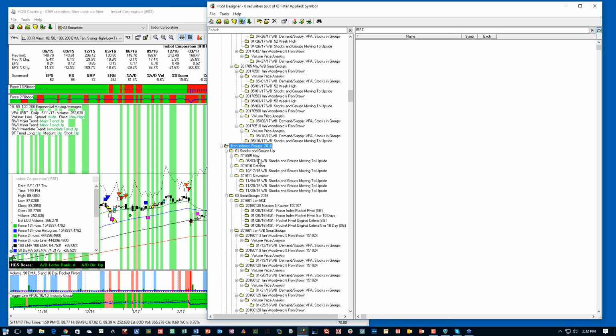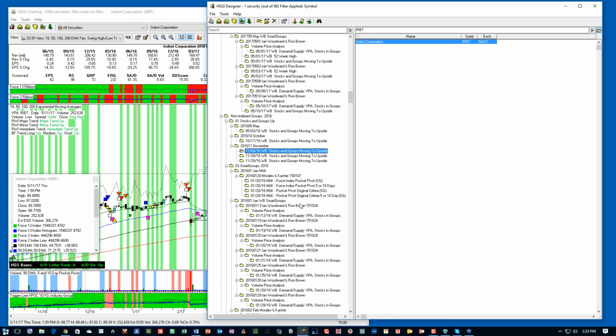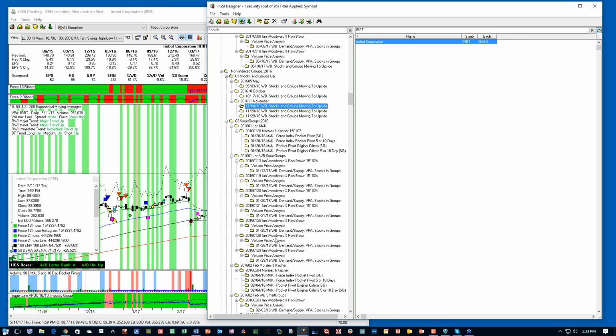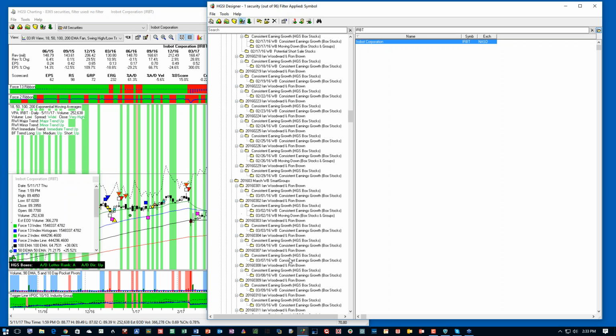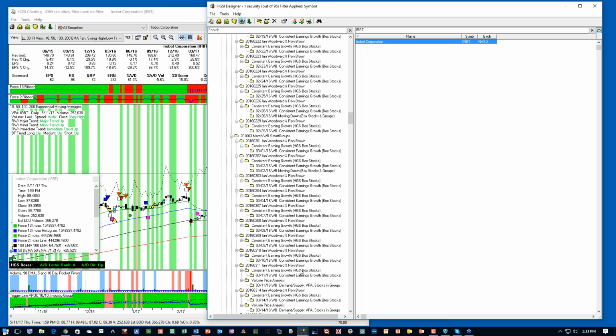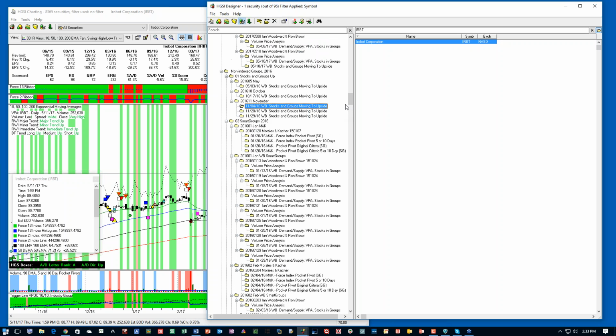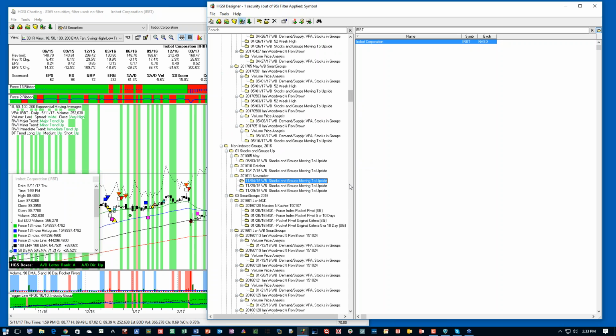And it was appearing clear back in May of 2016 in the stocks and groups moving to the upside. And then it didn't appear again until October, and then in November it appeared 3 times in that group. And then it was in the M&K groups and so on. So you can see that this stock has appeared many times, especially back in 2016. I just didn't notice it because it wasn't appearing.